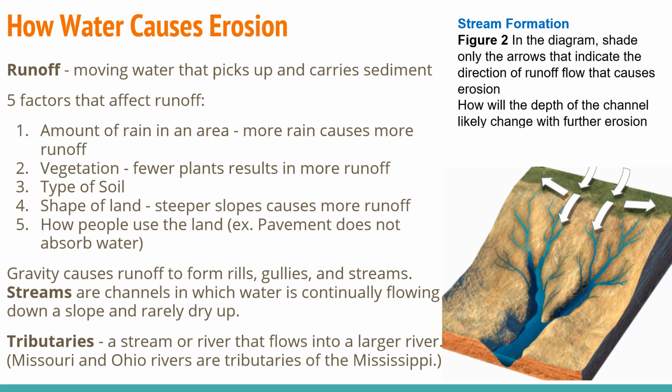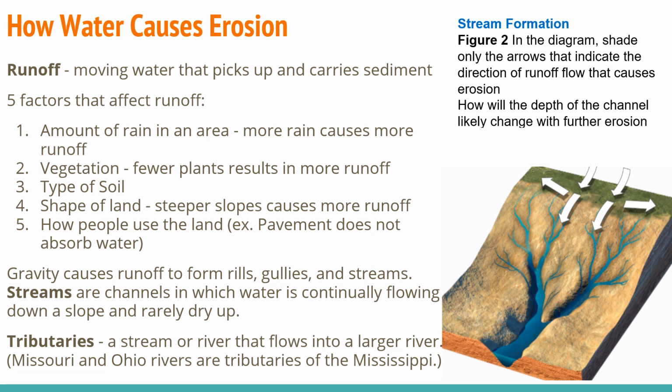How water causes erosion. So first we have runoff. This is when moving water picks up and carries sediment. There are 5 factors that affect runoff. 1 is the amount of rain in an area. The more rain causes more runoff. Vegetation. Fewer plants results in more runoff.